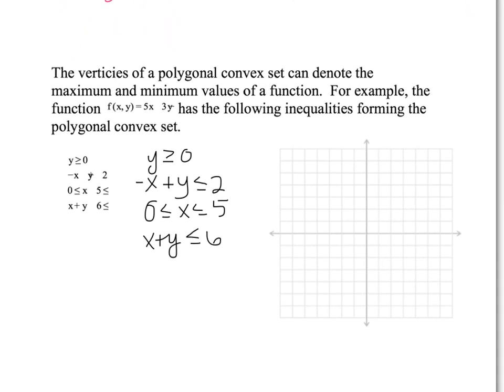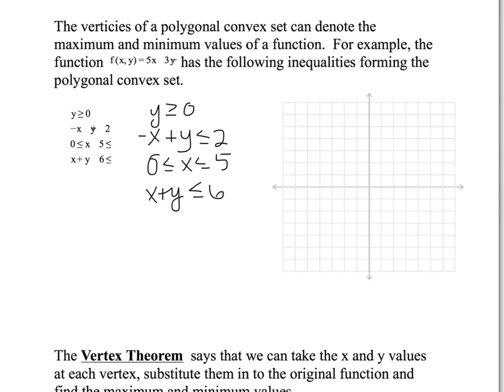The vertices of that polygonal convex set can then denote the maximum and minimum values of a function. So for example, we have this function f of x minus 3y, which is formed by the following four inequalities. I've rewritten them here because they didn't quite copy correctly. So here are my four inequalities. What I want to do is graph these four inequalities, find the vertices of the convex set, and then look to find the maximum and minimum values of the function that they gave me here.